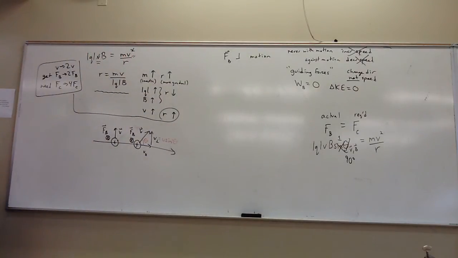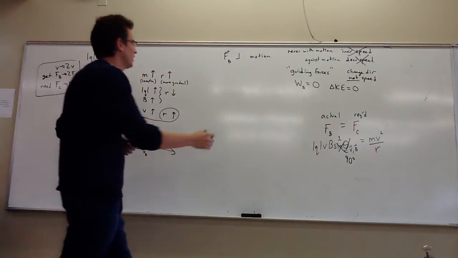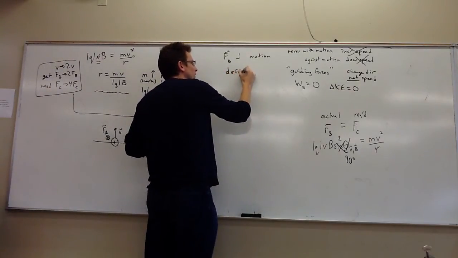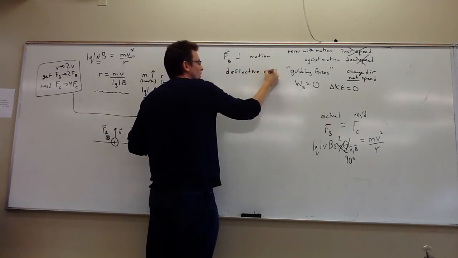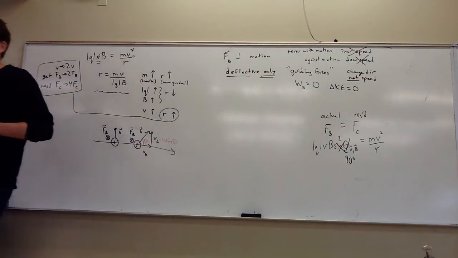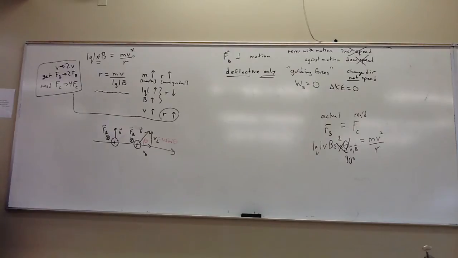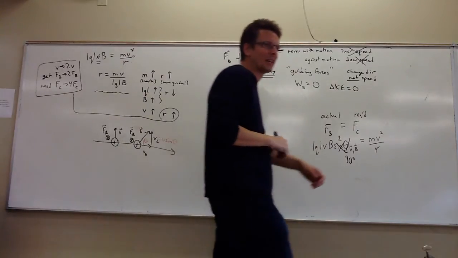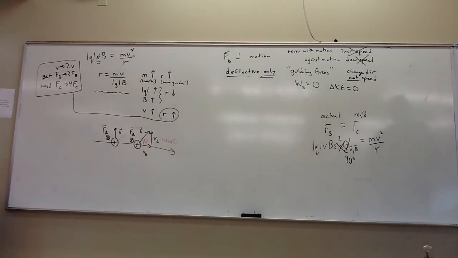So the magnetic force is deflective only. Deflective only. That's the only thing it can do. It can take whatever pre-existing speed you have and deflect it, but it cannot make you go faster or slower than you were going before.